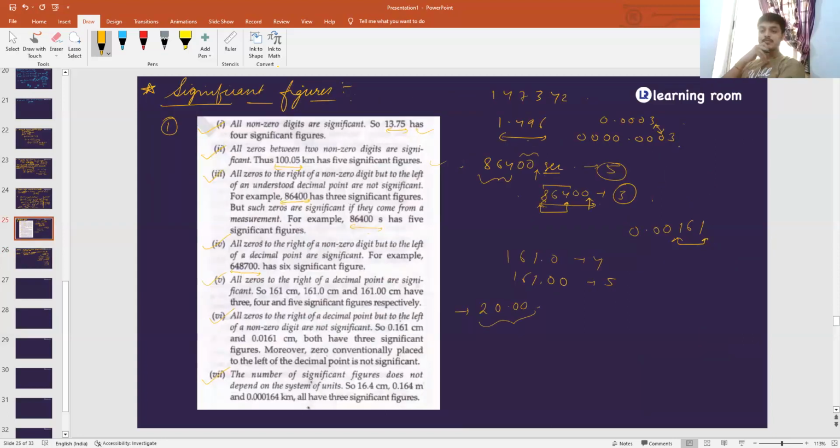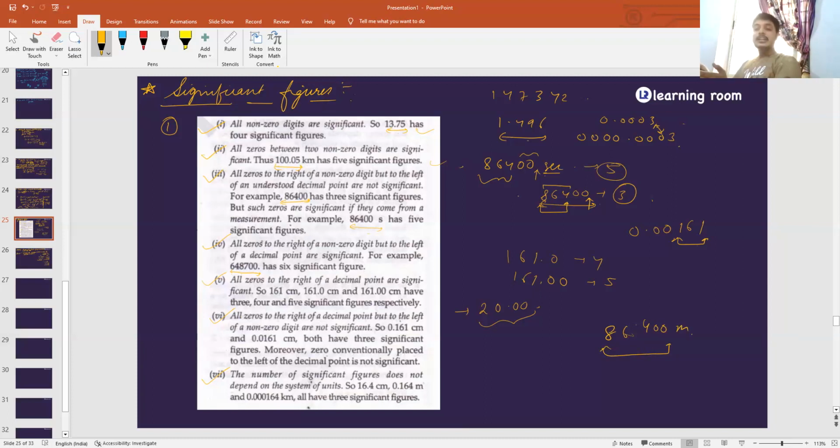Yeah. In the third point, it says 86400 has 3 significant figures. But with the second, it has 5 significant figures, you are saying. But in the last point, it says the number of significant figures does not depend on the system of units. So, sir, even without the second, it should have 5 significant figures, right, sir? Right. If it is 86400 meters, it will have 5 significant figures.